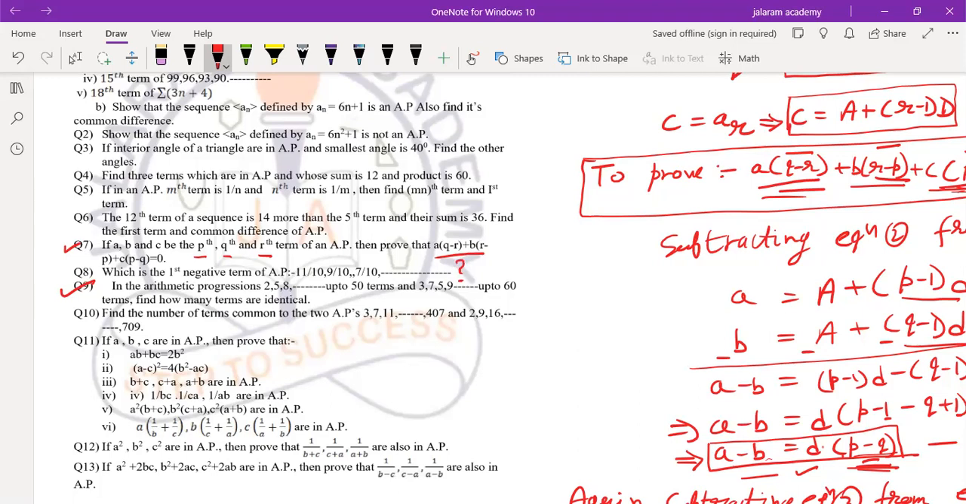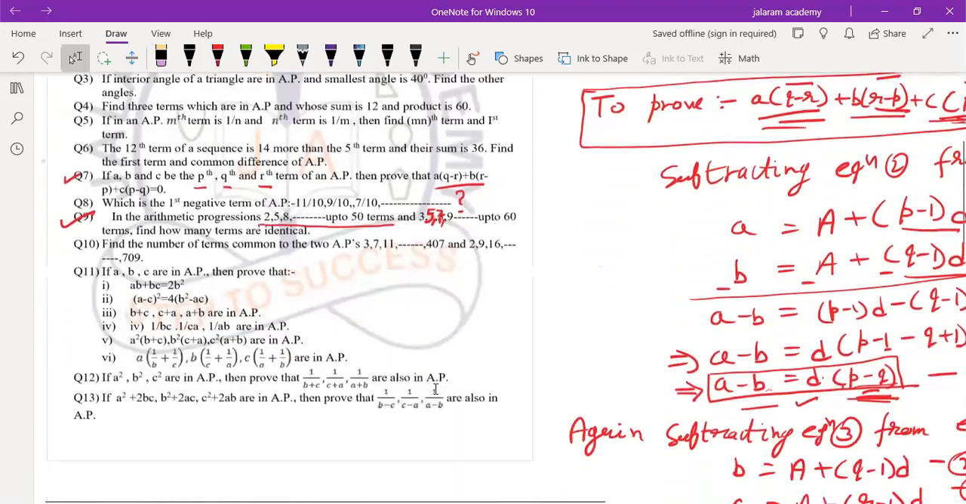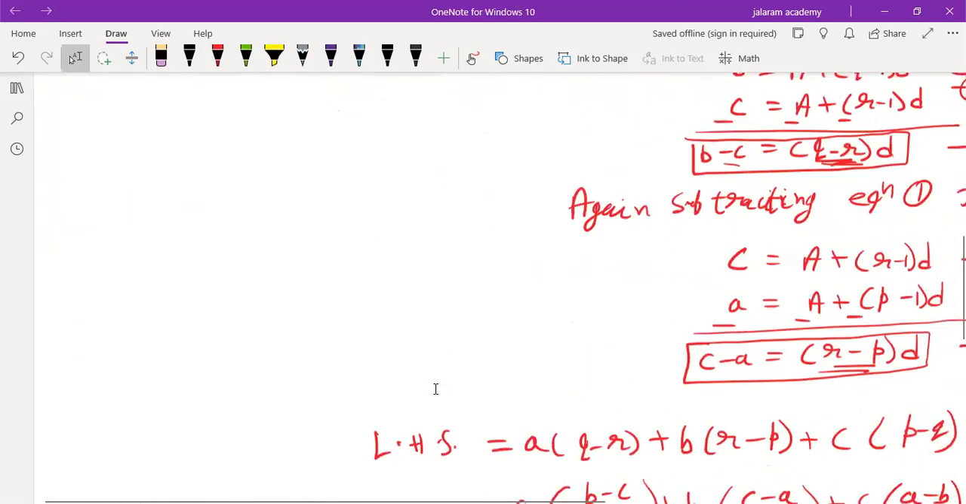Question 9. In the arithmetic progression 2, 5, 8 up to 50 terms and 3, 5, actually it is 5, not 7. Make the correction in your sheet. It must be 3, 5, 7, 9. Okay. In the arithmetic progression 2, 5, 8 up to 50 terms and 3, 5, 7, 9 up to 60 terms.